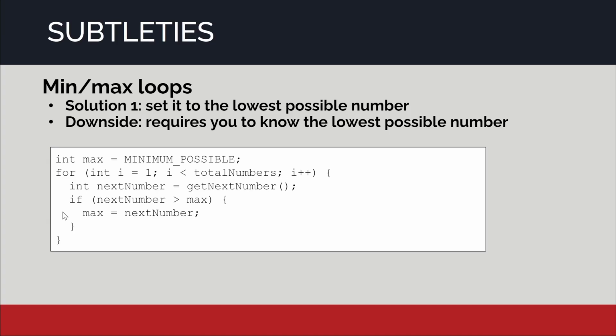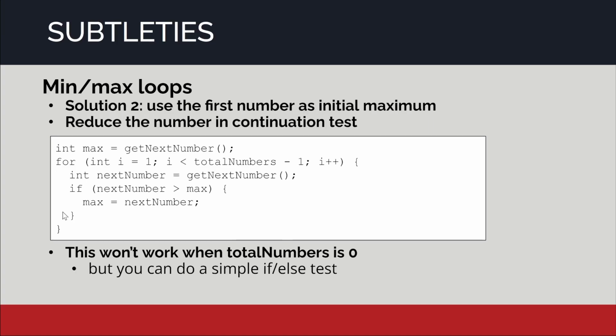So there's a different solution, and that is to use the first number as an initial maximum. In this case, the max is initially just the next number in the sequence. And then in our for loop, we're actually going up to total numbers minus 1, because we've already processed one of the numbers, so we don't want to do all the numbers. We want to do total numbers minus 1. And then this is identical. If at any point the next number is greater than the max, which was initialized to the first number in the sequence, then we override it. At the end, we should have the correct answer.